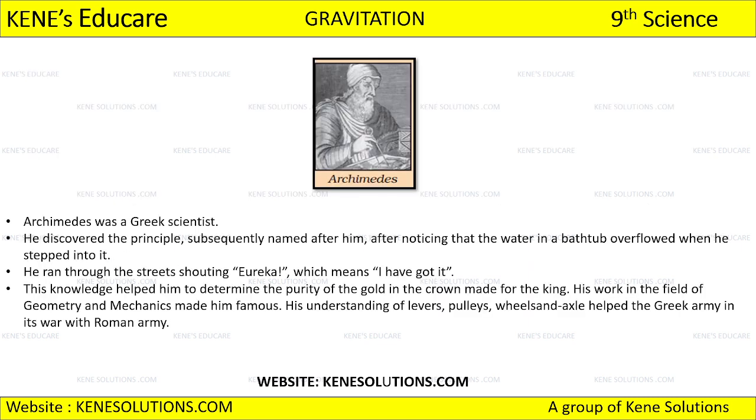So he ran through the street shouting eureka, which means I have got it. Once he knew the reason, once he was aware of the Archimedes principle, he ran through the streets and shouted eureka, eureka, which means I have got it. This knowledge helped him to determine the purity of gold in the crown made for the king. So he was working for the king because of the principle that he came up with.